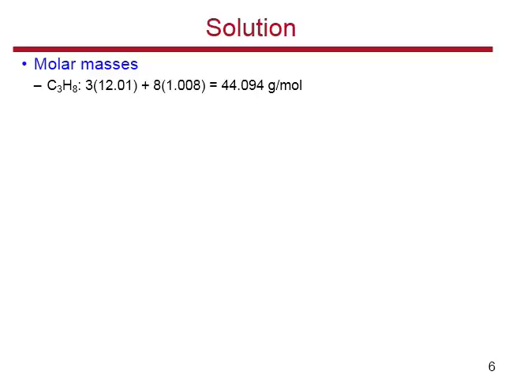We first start by calculating the molar masses of the reactants. Let's calculate the molar mass of propane, which is going to be around 44.094 grams per mole. Remember, you need to use the atomic masses of carbon and hydrogen to figure out the molar mass. Similarly, for carbon dioxide, the molar mass is going to be 44.01 grams per mole.